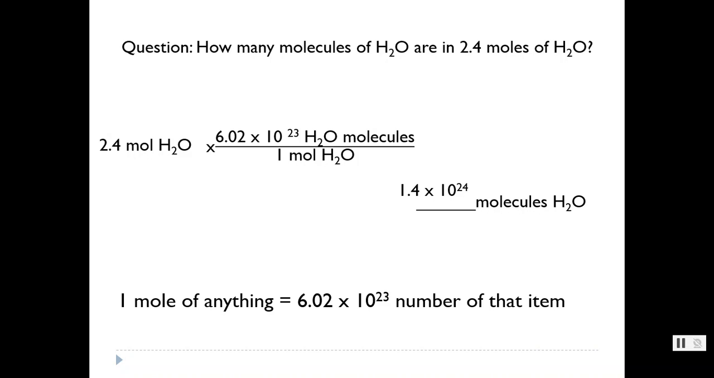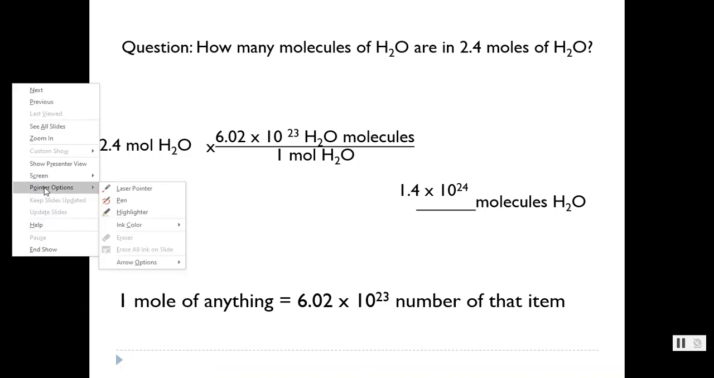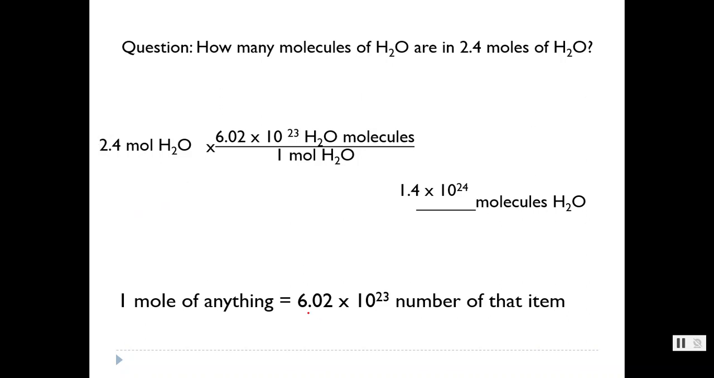Welcome back, everyone. If I were to summarize the past two videos from this chapter so far, it would be with this one sentence at the bottom of this slide: 1 mole of anything is equal to Avogadro's number, which is 6.02 times 10 to the 23rd. 1 mole of anything is equal to that number of the item that you can count. So 1 mole of glasses would be 6.02 times 10 to the 23rd glasses.